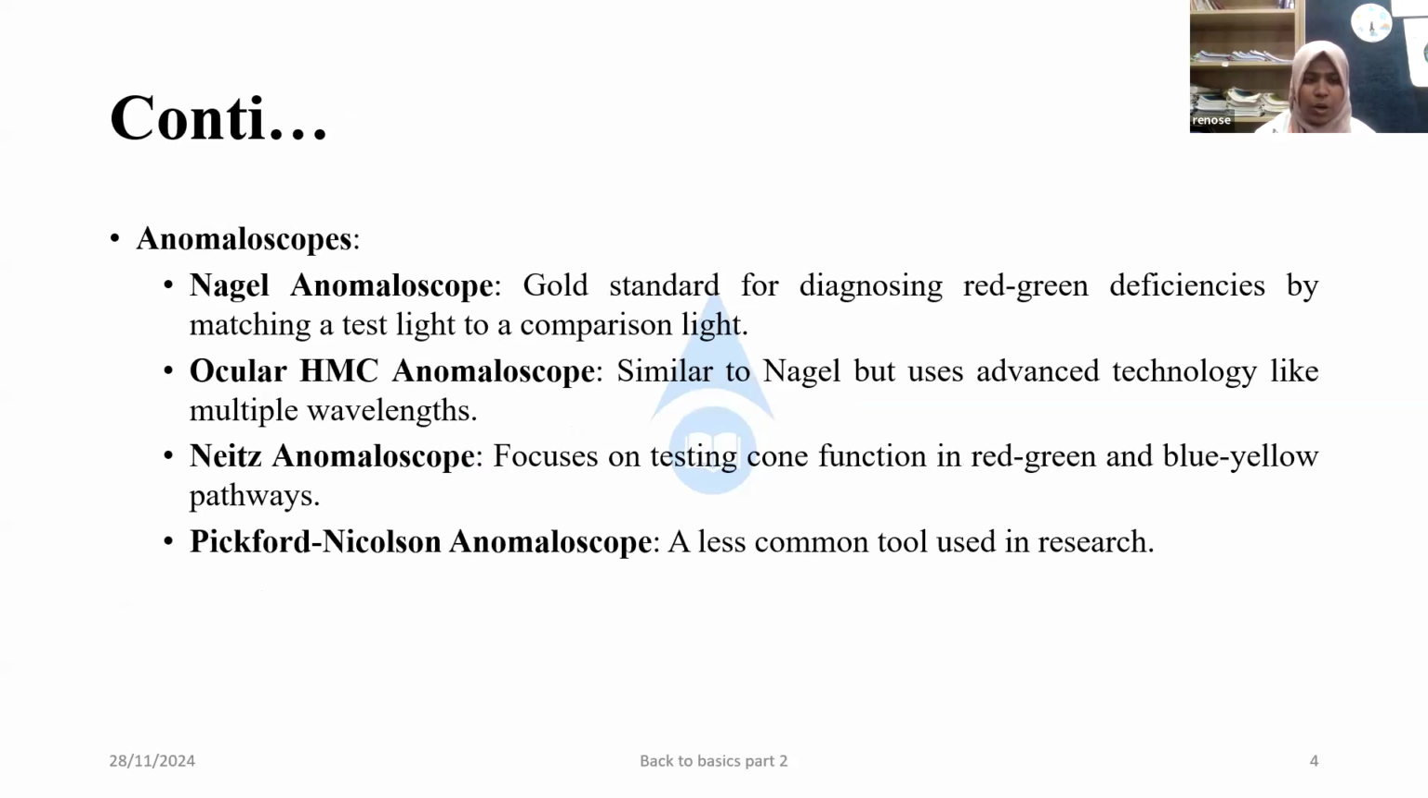Anomaloscopes: Nagel anomaloscope, Oculus Heidelberg anomaloscope, Neitz anomaloscope, and Pickford Nicolson anomaloscope. The gold standard one is the Nagel anomaloscope. It's a circle. In the lower part will be yellow, and the upper part will be the red. We consider the yellow.